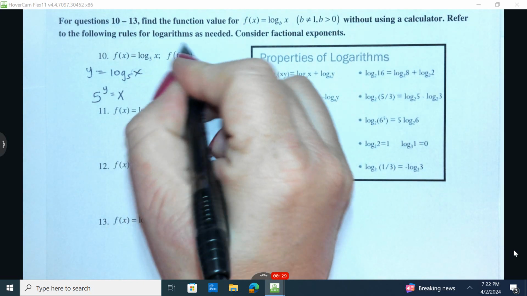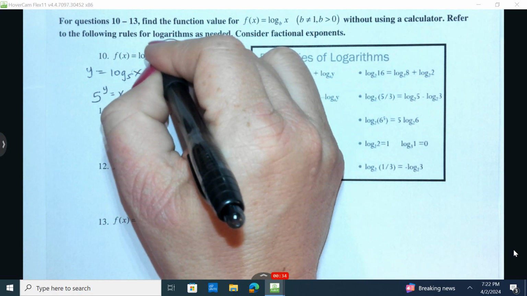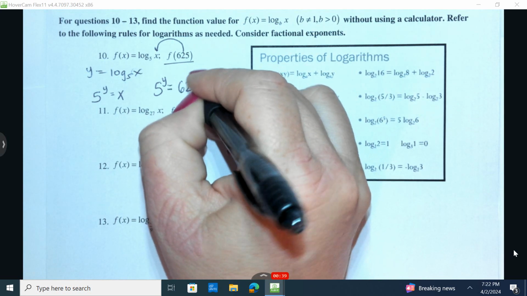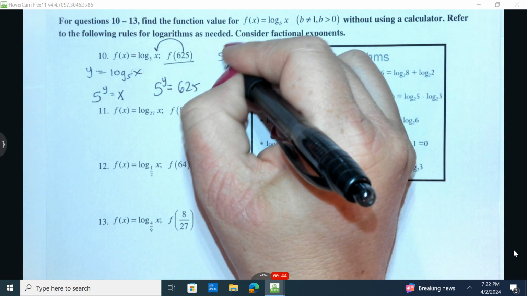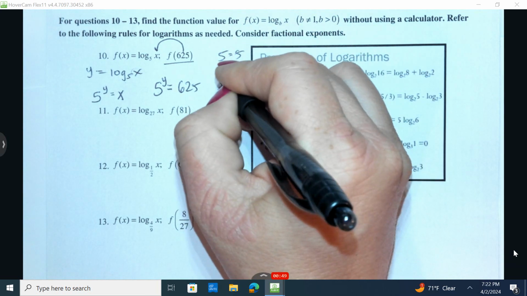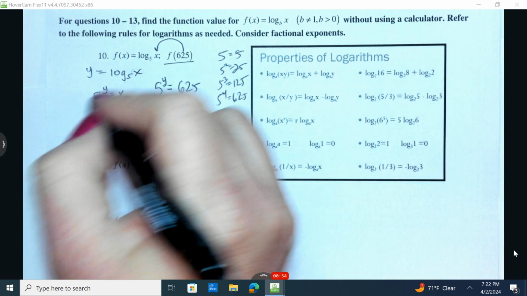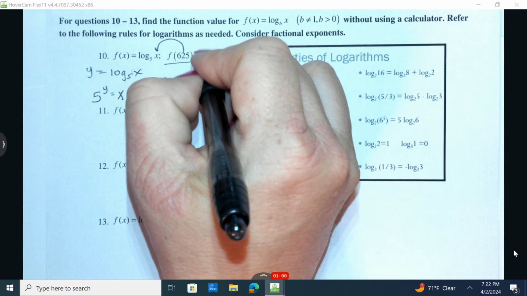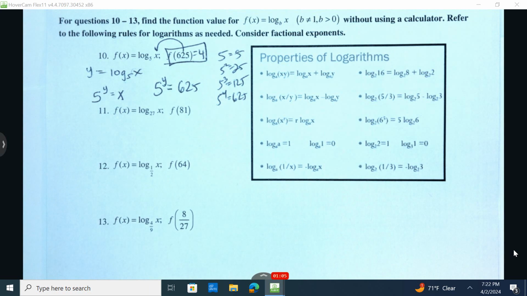Now, how are we going to relate that to what we're provided here? So here, this means that we want to plug in 625 for the x value. So 5 raised to what value is equal to 625? Again, here's our x. And so I'm just going to count with 5s here. 5 to the first is 5. 5 squared is 25. 5 to the third is 125. 5 to the fourth is 625. So the value here for this problem is 4. The output is 4 when x is 625.